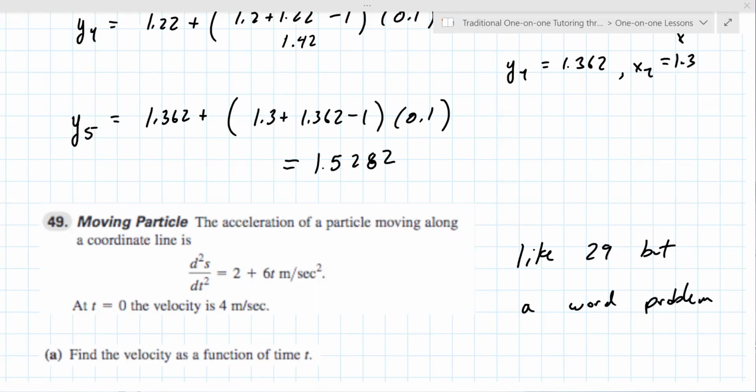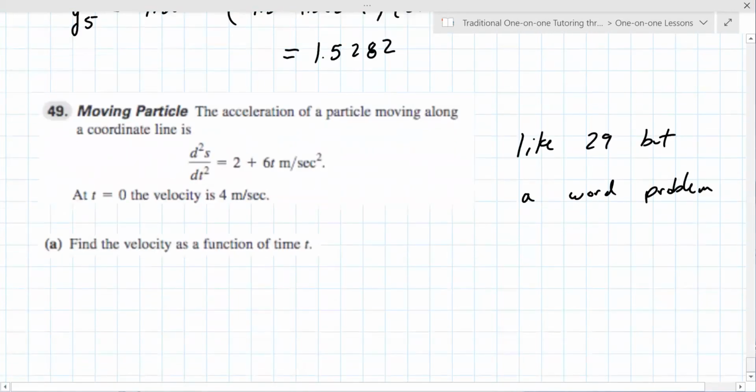Sorry, I'm back. Great. So what I was trying to get to is that this is really like 29, but it's a word problem. But it's the exact same process. You have to find an antiderivative twice. It's a double initial value problem.